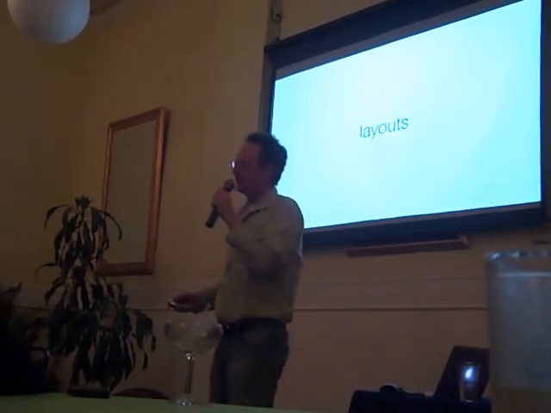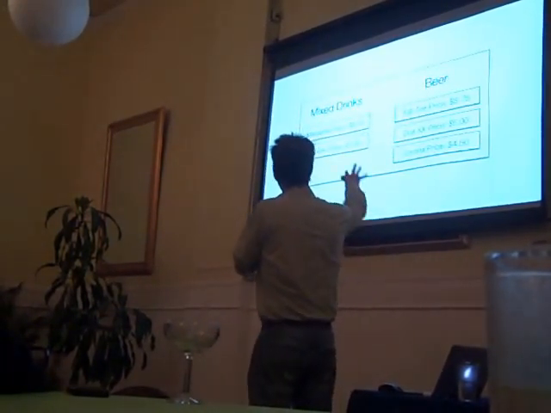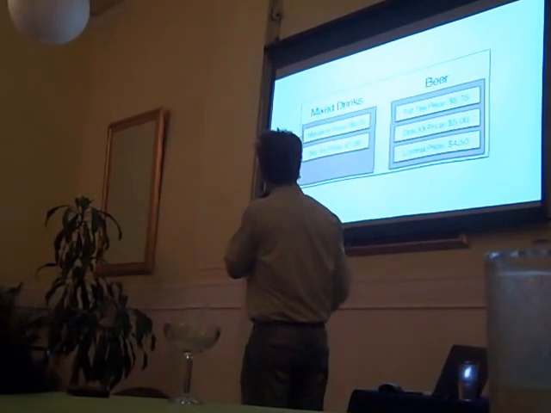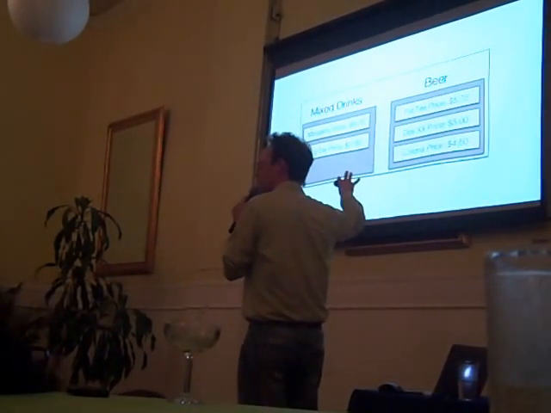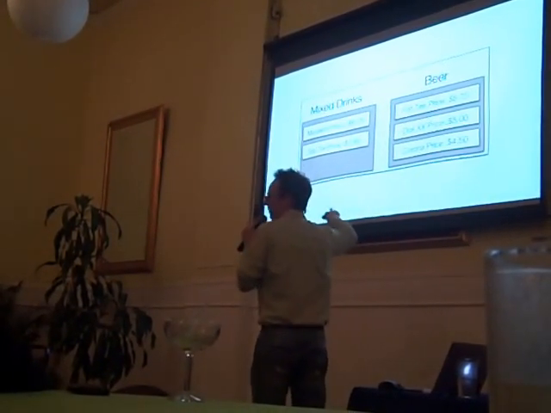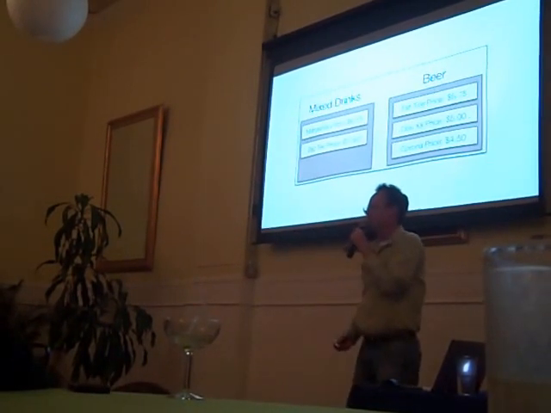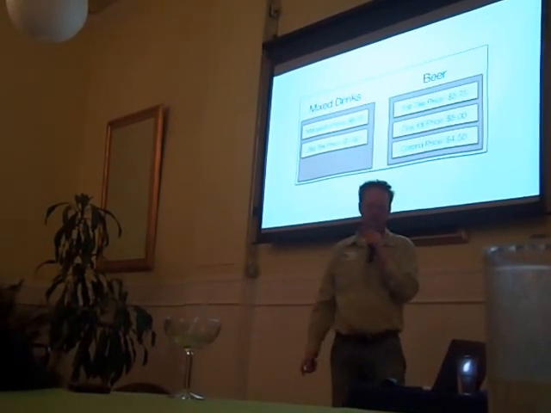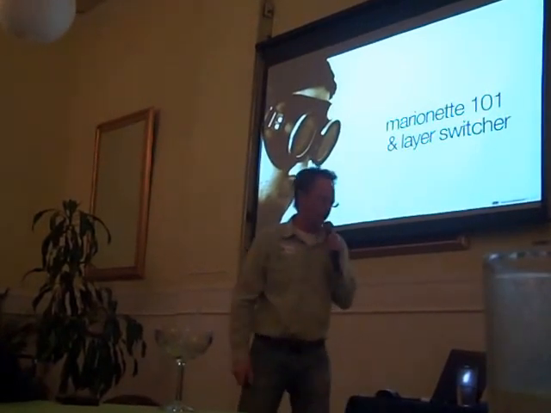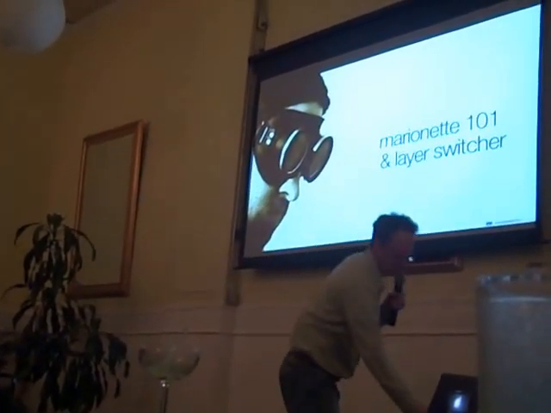Layouts take the same idea, but allow you to build more complex views, so you can have regions within the templates. This is an incredibly powerful thing. You can have these things nested as deep as you want, but it definitely facilitates building really good apps. So, Marionette 101 and a layer switcher.